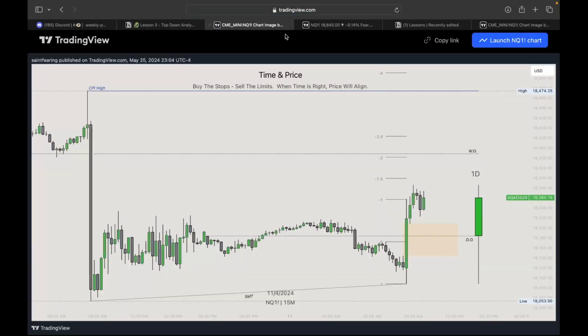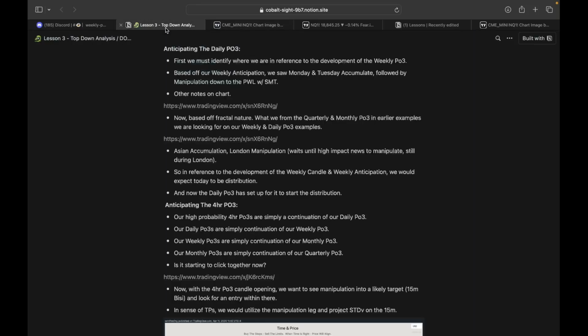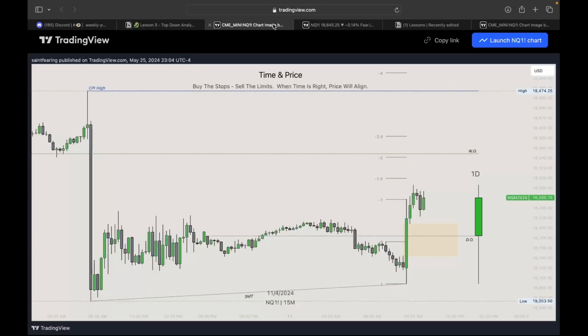So, let's look here. Since we understand fractal nature, let's reference our quarterly power 3 again. Accumulation, manipulation, displacement, setting up for the distribution phase. We have the high impact news as a catalyst to set up for the distribution phase. And so what do we see here?